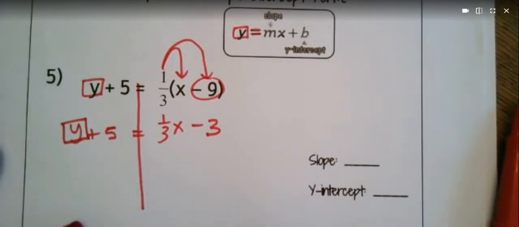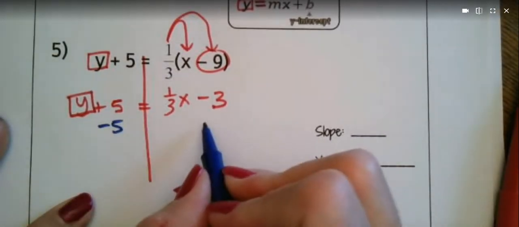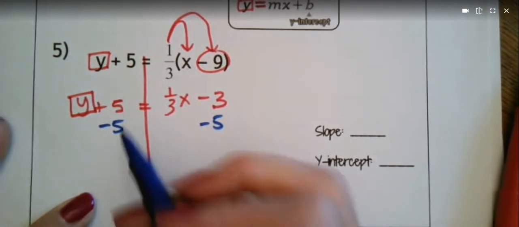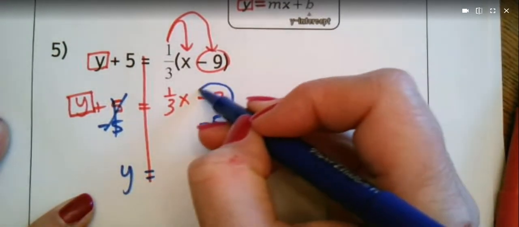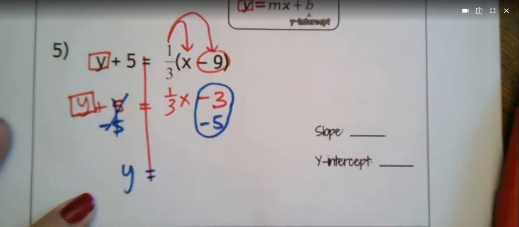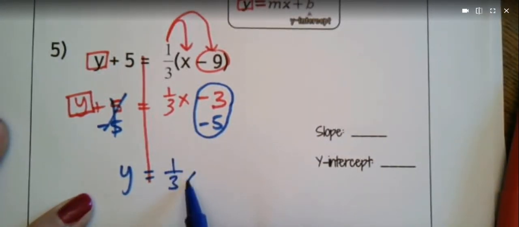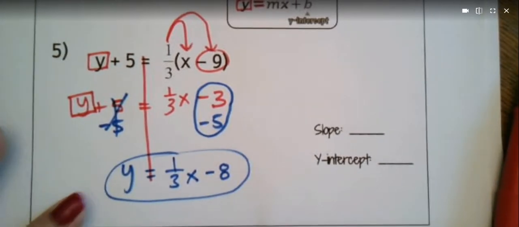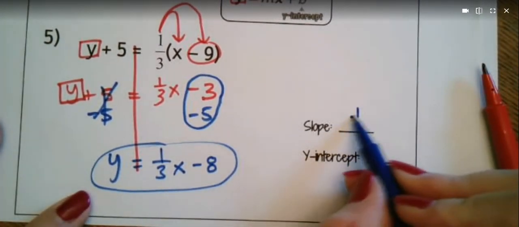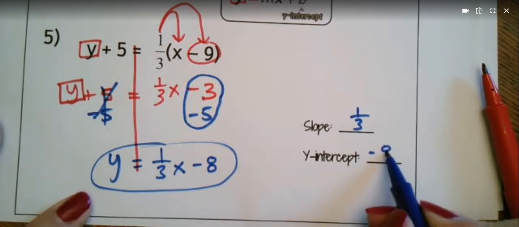So now I can go ahead and undo the +5, minusing 5 to both sides of the equation. Over here, I can only minus the 5 to the negative 3 because they're like terms. So I got 1/3 x, and then this is going to become negative 8. And there's my equation in slope-intercept form. Of course, the slope is 1/3, and the intercept is negative 8.